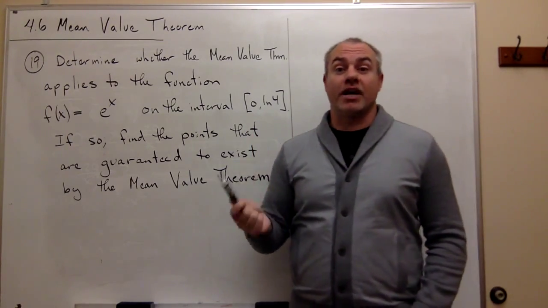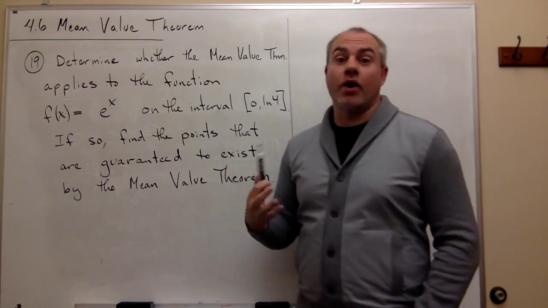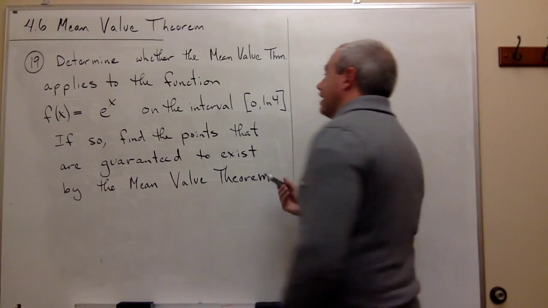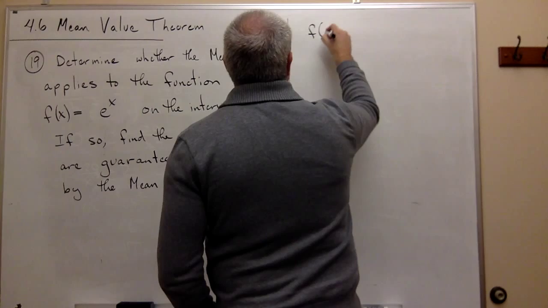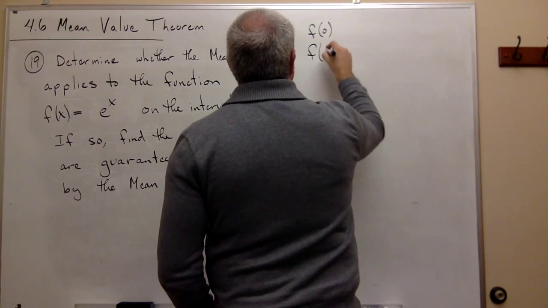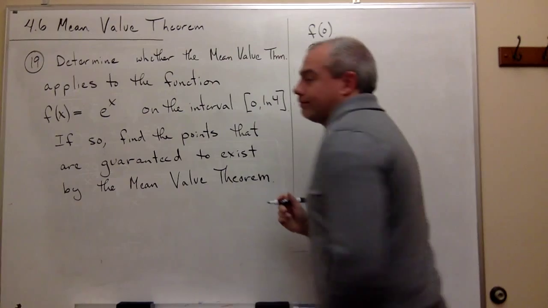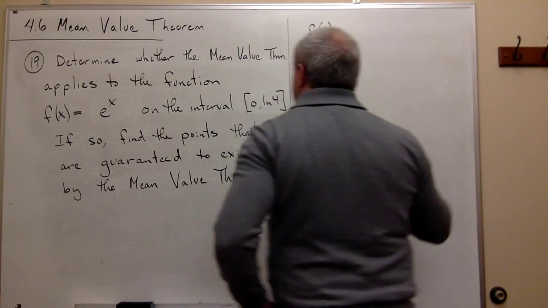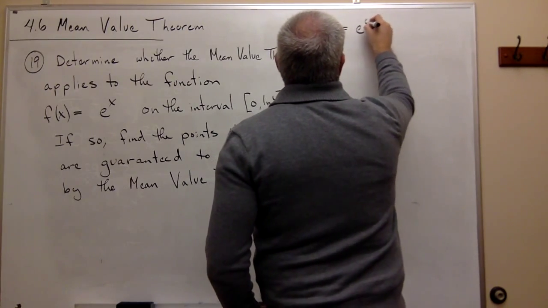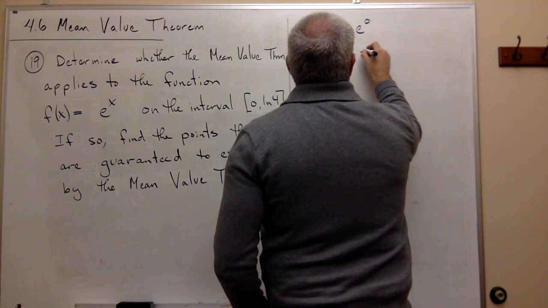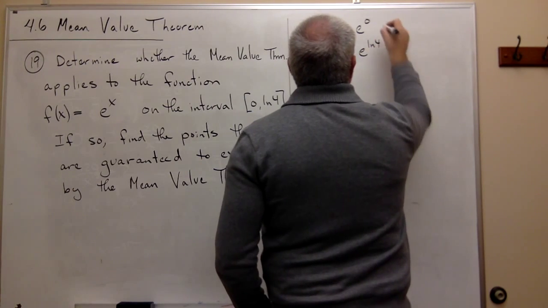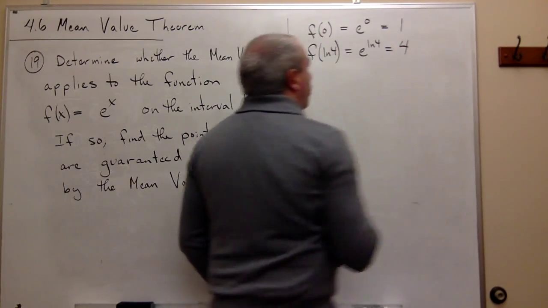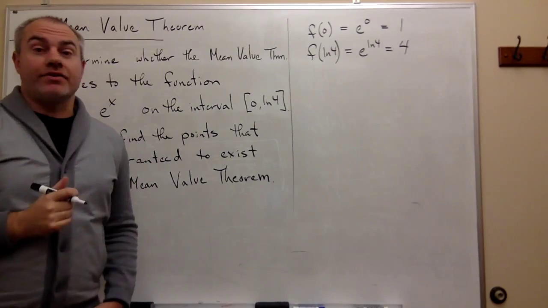So the mean value theorem does apply, and so I need to figure out what is the slope of the secant line here. So to figure out the slope of the secant line, I need to know what is f of 0 and what is f of ln of 4. So let's figure this out real quick. Since f of x is equal to e to the x, then f of 0 is e to the 0, and f of ln of 4 is e to the ln of 4. E to the 0 is 1. E to the ln of 4 is 4. So these are the functional values of those two points.